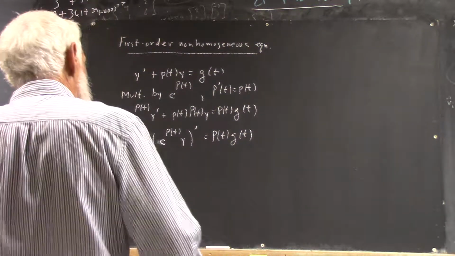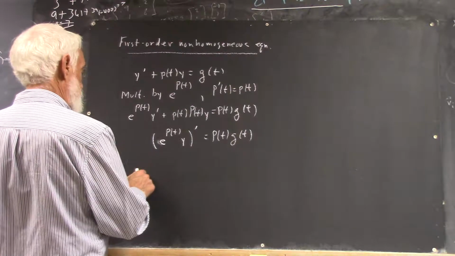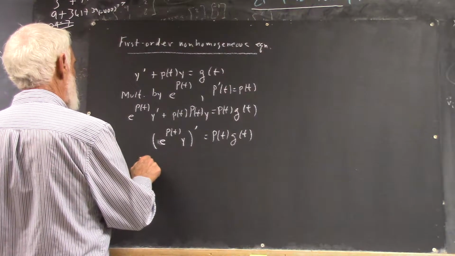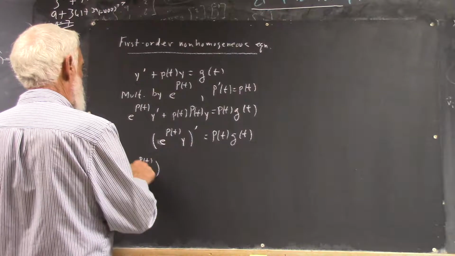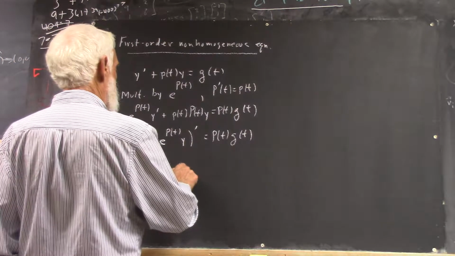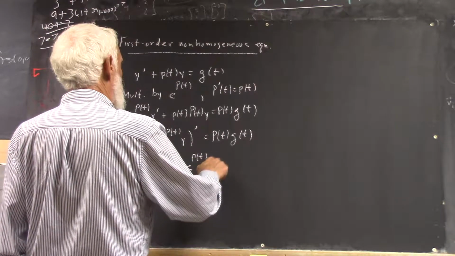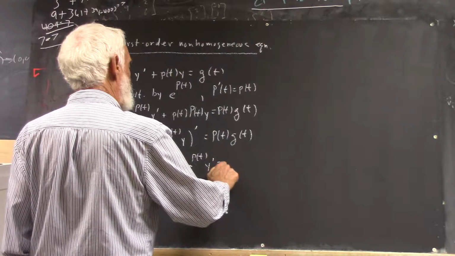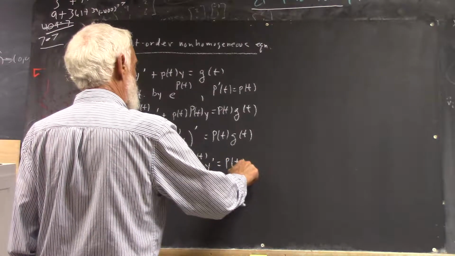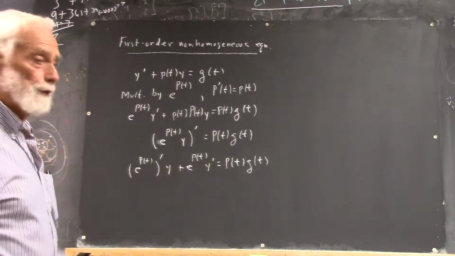Okay, so you did pretty well with that. This is going to be e to the capital P of t prime times y plus e to the capital P of t times y prime. Of course, the right-hand side, we can't do anything with that until we know what the functions are. Okay?